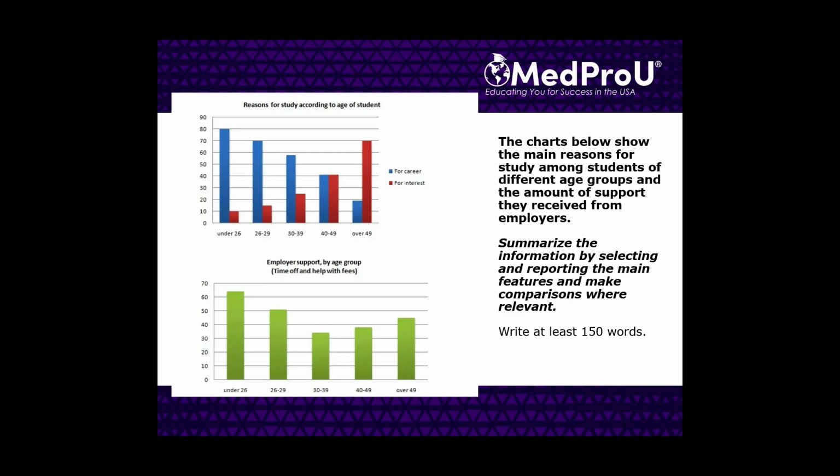Okay, Magdalene. Okay, the bar graph illustrates why study among pupils of different age groups is of significance and the amount of support they receive from their bosses. It can still be improved. Okay.